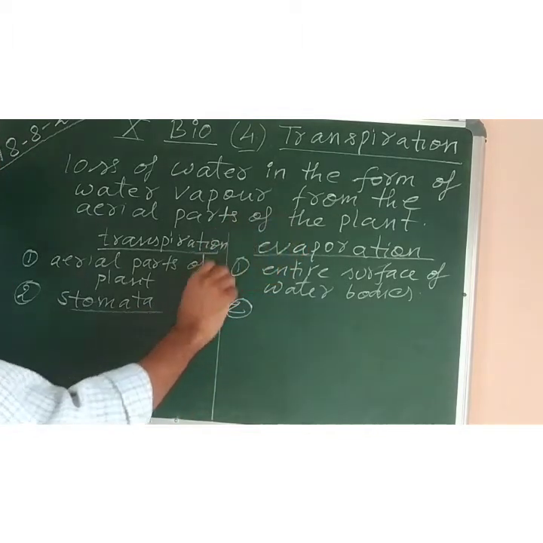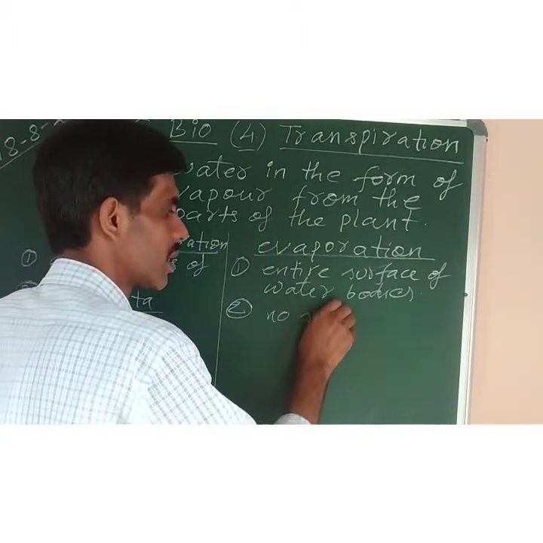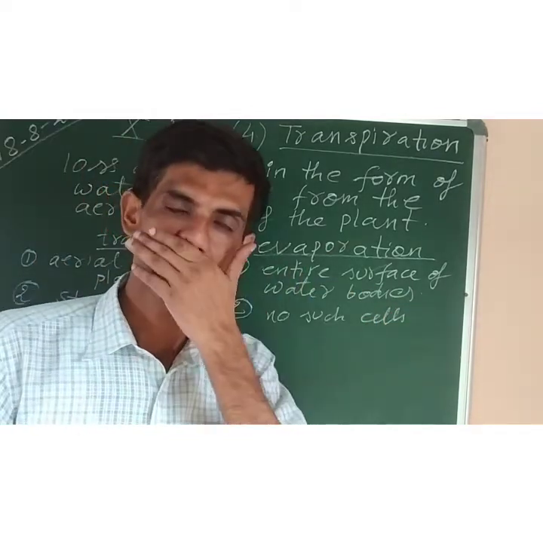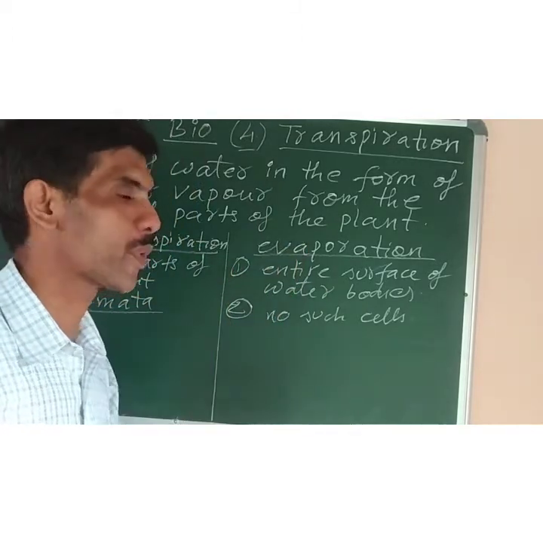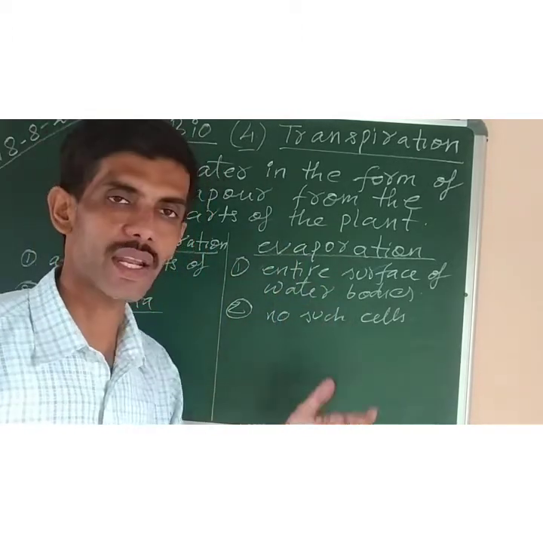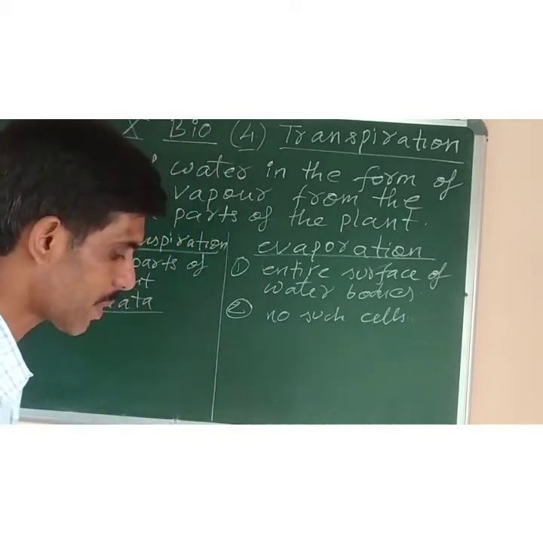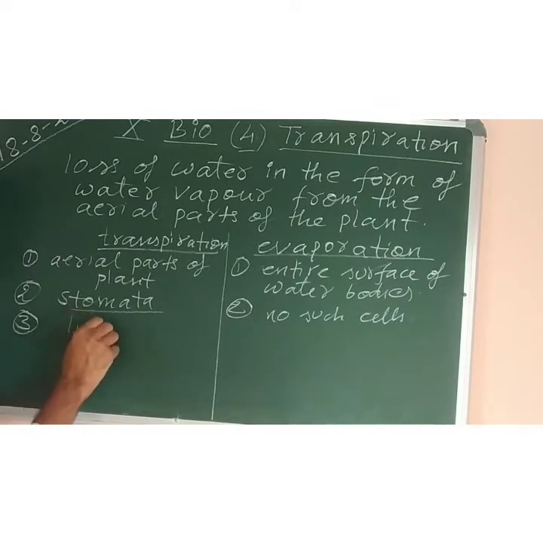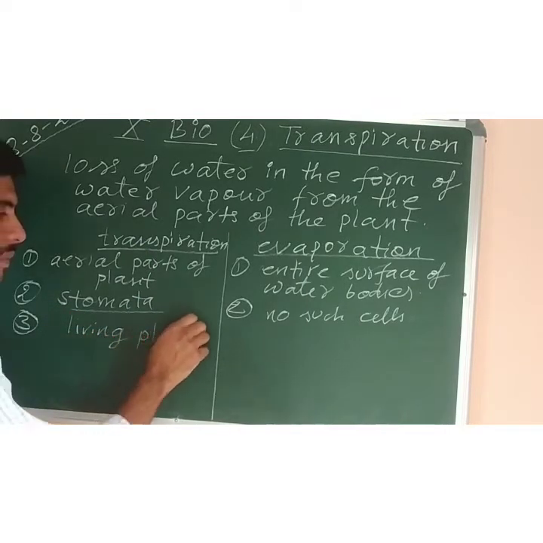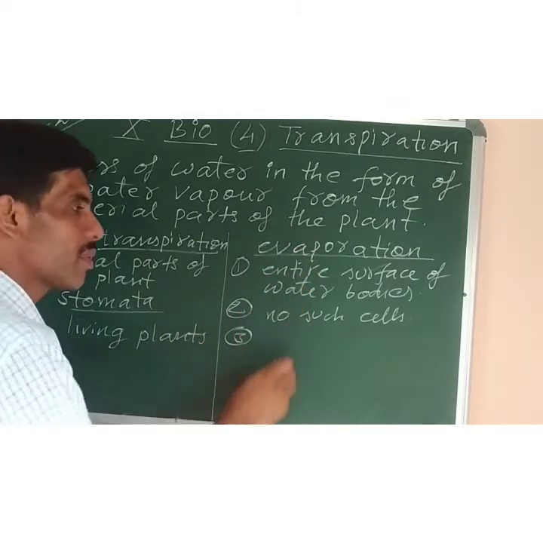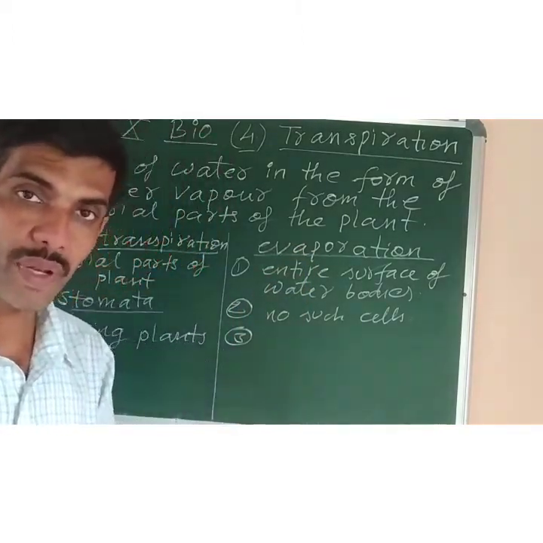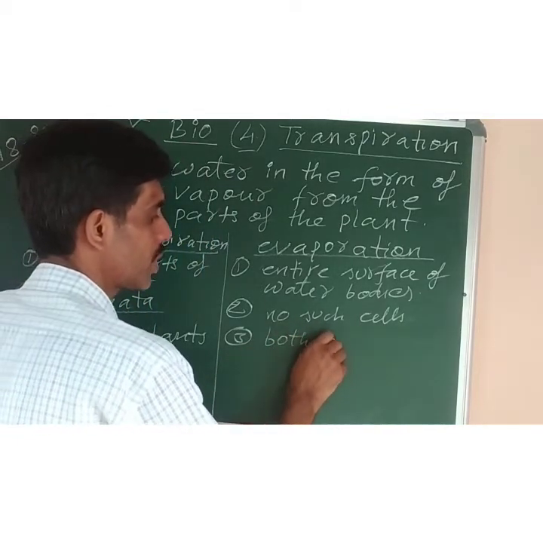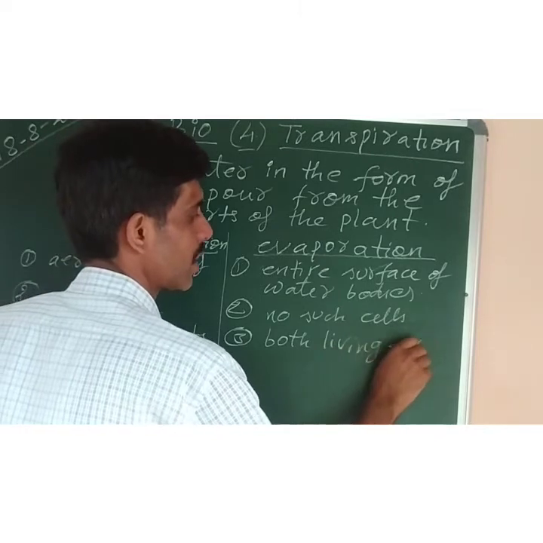Cells are there, but in evaporation there are no such cells like stomata or guard cells which regulate the opening of pores or which control the process of evaporation. No such cells are involved in it. The third difference which is given is, transpiration occurs only in living things, like in living plants only, not in animals. And evaporation can occur both from living as well as non-living bodies.